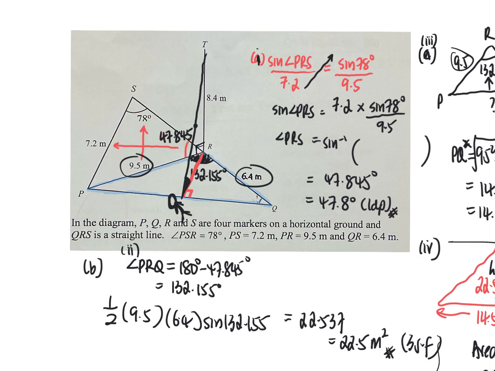69.83, so 8. Okay, 1 dp. So this is the greatest angle of elevation.